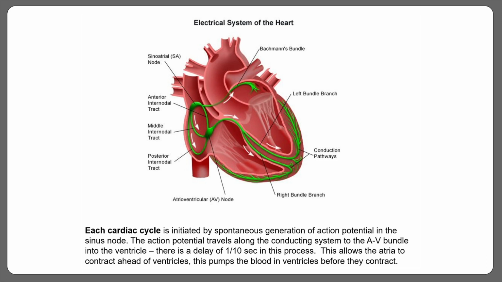So now let us focus on what is called the pacemaker system, or the conduction system of the heart. Very interesting, focus on this, don't miss a point, very, very important.